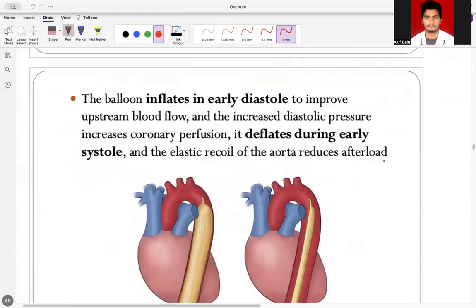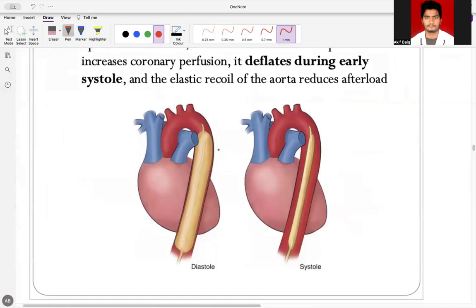Regarding the balloon, you can see here what we usually do. This is the arch of the aorta. This is the aorta and this is the arch of the aorta. This is your left subclavian artery, this is the left common carotid artery, and this is the right brachiocephalic artery.